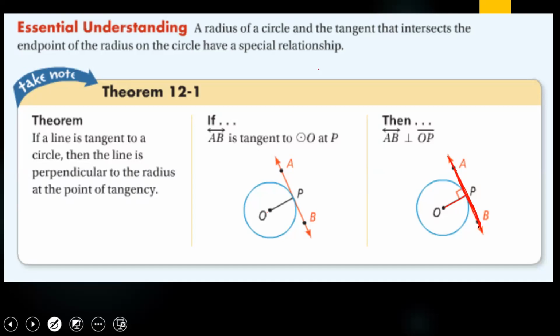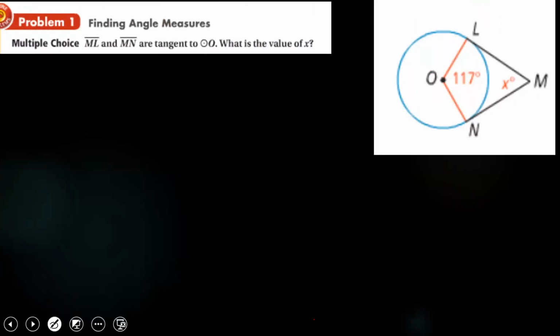So if AB is a tangent line and there's a radius, and the tangent line intersects the circle at point P, then the radius is perpendicular to the tangent line. This is our first theorem: if there's a tangent line, it will be perpendicular to a radius. Let's start now with the first problem related to our theorem.